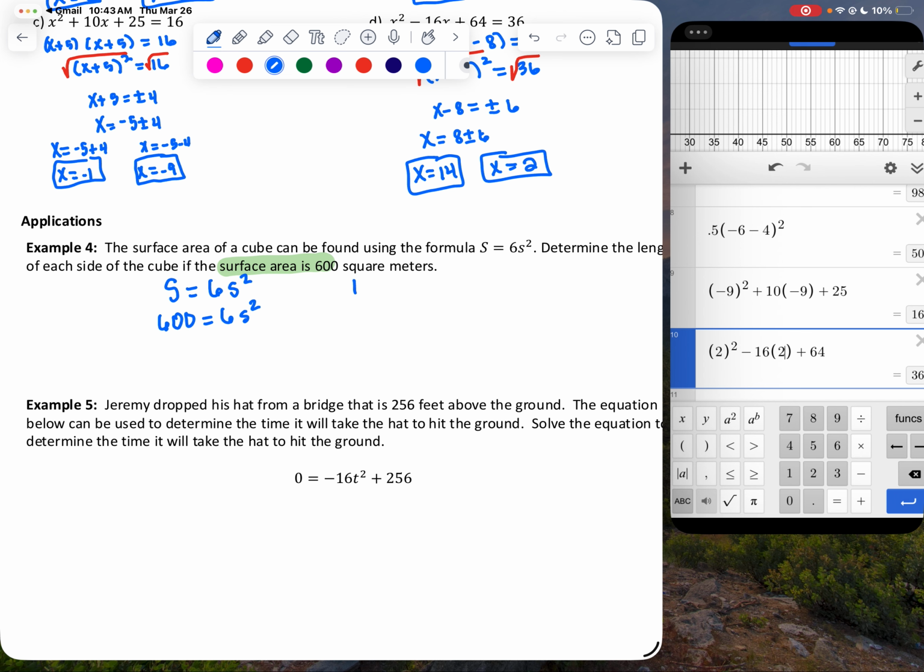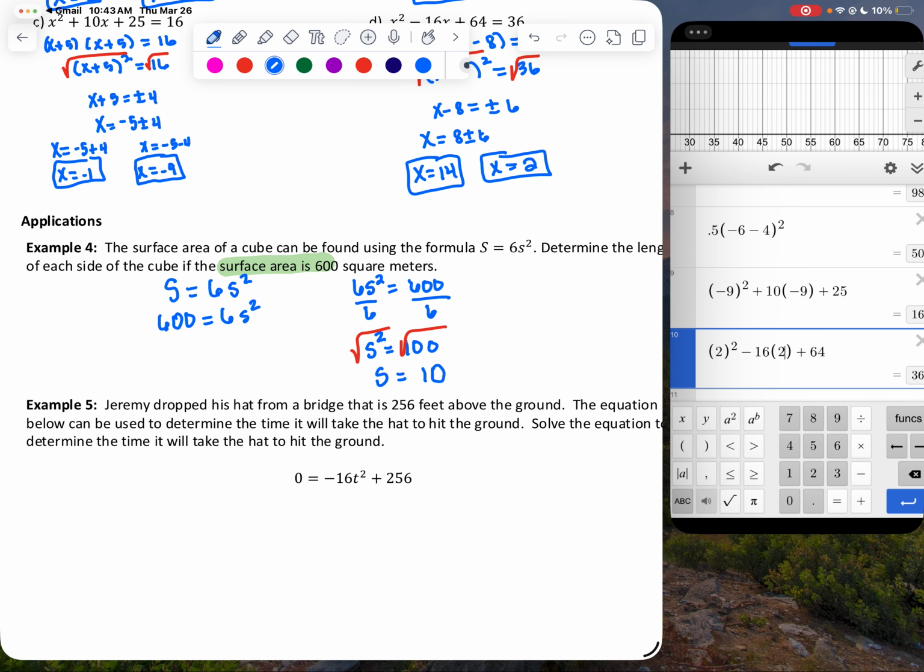Now, it may be easier if you rewrite it where the 6 little s squared is on the left and the 600 is on the right. It'll look more like the problems we did at the beginning. So I'll divide both sides by 6. So side squared is equal to 100. And then square root both sides. So our side length is 10.